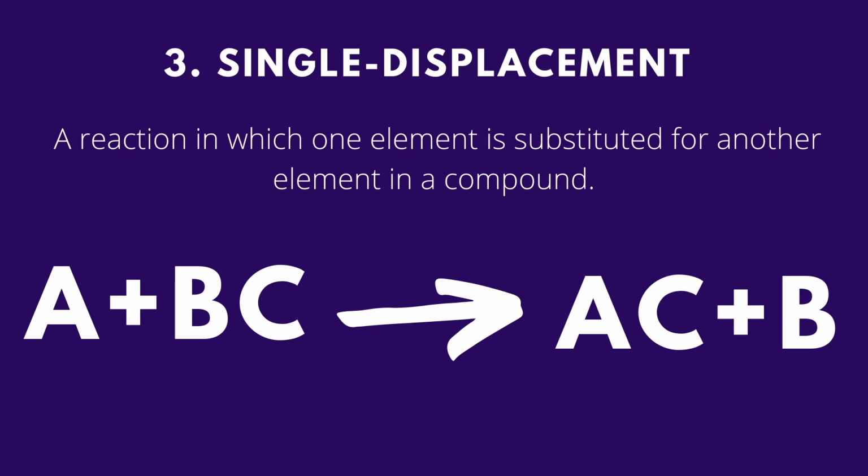Third, we have single displacement. This is when, in a reaction, one element is substituted for another element in a compound. So single displacement reactions always have an element and a compound as their reactants and products. It's just that the elements are kind of switched around.